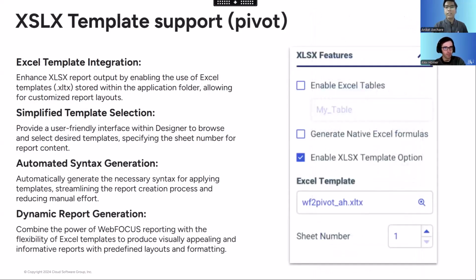Then, XLSX template support as well. So some of these features like enabling an XLSX table. If you want to create a pivot table, you can also supply a template in the app directory. You could select it and create a table, and whenever you create the table and export it, when you open your Excel file, you will have the data with you, and you can readily start creating pivot tables out of it.